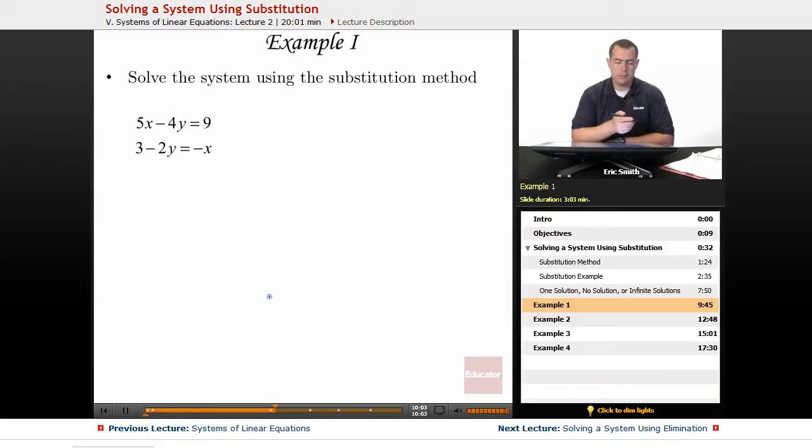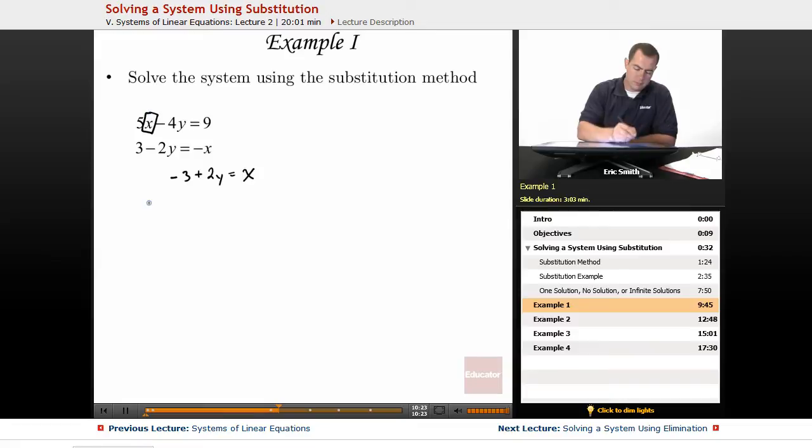It looks like it might be a good idea to solve for x down here since it's almost all by itself anyway. We'll just go ahead and multiply everything through by a -1. So -3 plus 2y equals x. Okay? Now that we have what x is equal to, we'll substitute it into the first equation for that x. We'll leave lots of space and we'll just go ahead and put it in there.